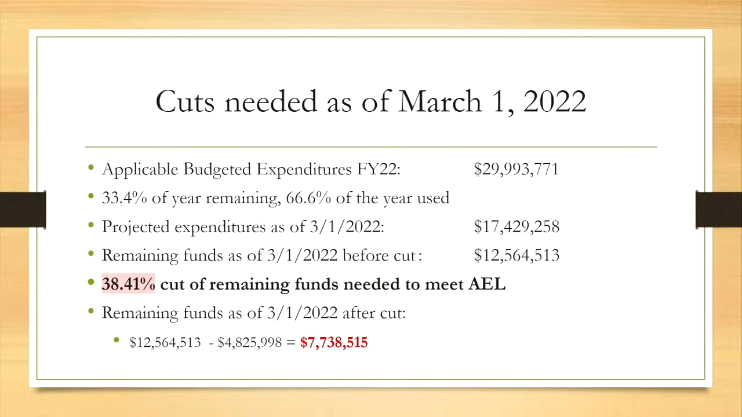That's the black and white numbers. And how much then are we planning on spending from March 1st to June 30th? So that's the next slide.